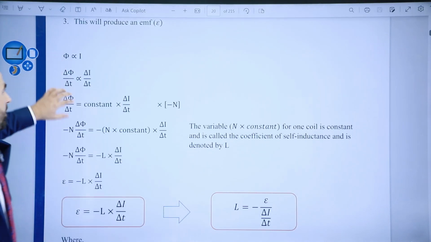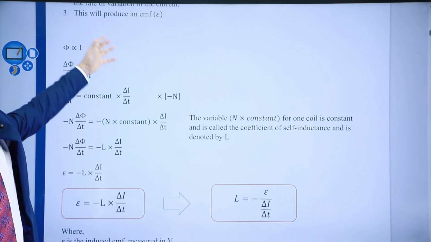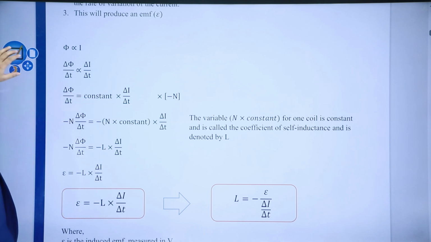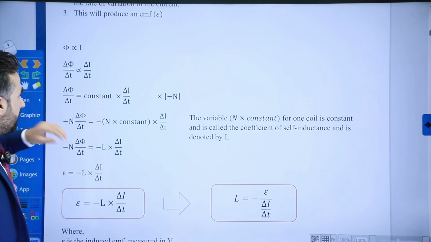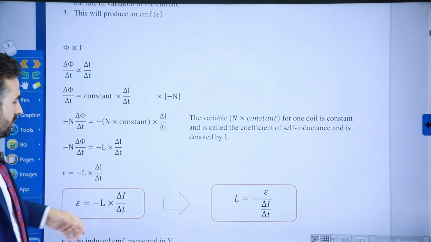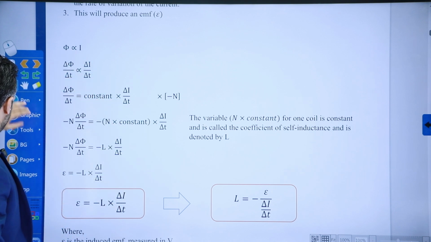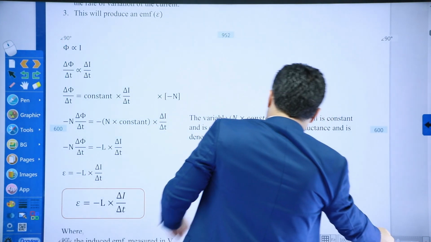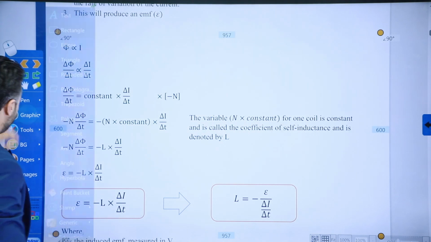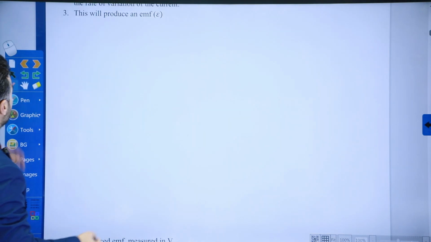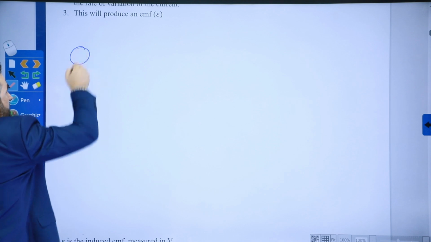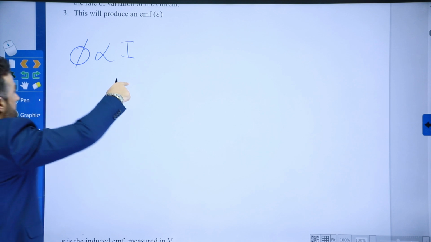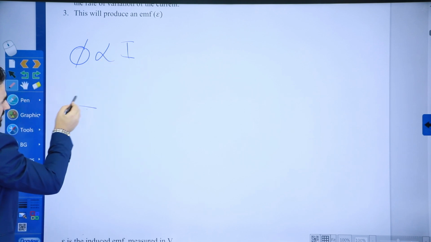All right, so based on this, we can say that the change in the flux will be directly proportional to the current. And then, of course, watch this one here. We can redraw this one more time. Let's see how it is done. Okay, so watch this. We said, basically, this flux is directly proportional to the current here.